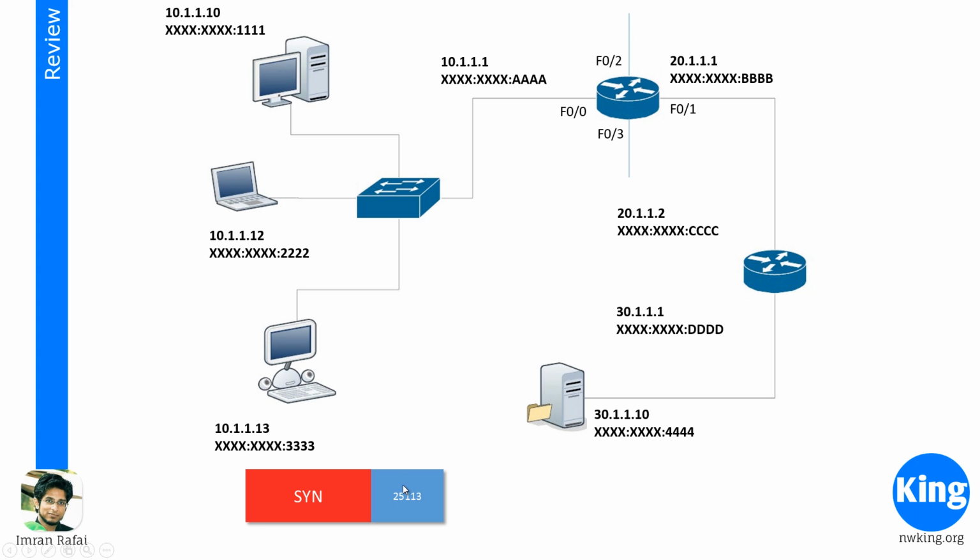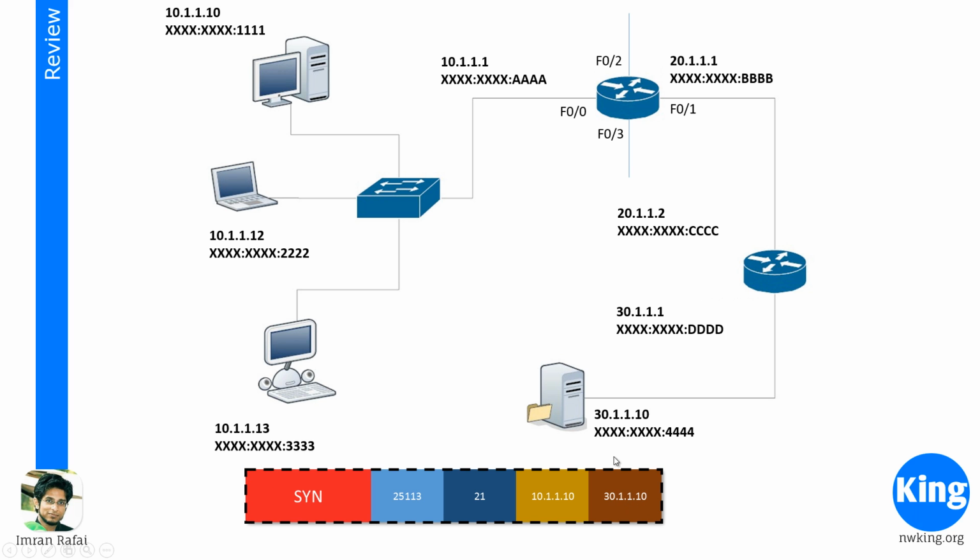So it creates a random source port, if you remember. If you don't know what we're talking about, I would recommend you go back to our previous videos and go through these ports, what ports are. So it creates a random source port. It creates a destination port because it knows it wants to connect to port 21. And then the next information it puts there is layer 3 information: the source IP address, that is 10.1.1.10, then the destination IP address, that's 30.1.1.10. Now this data does not change until it reaches the end, until it reaches this device.